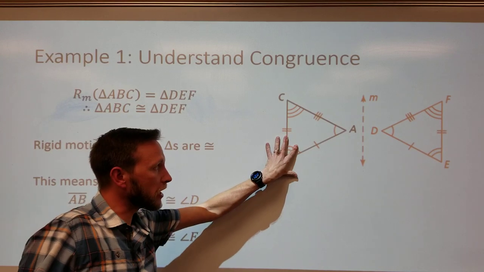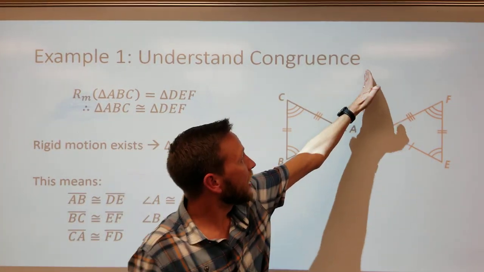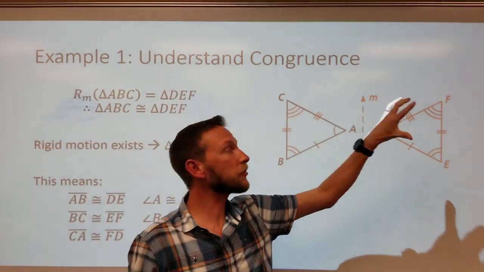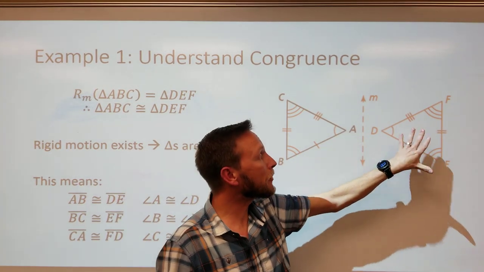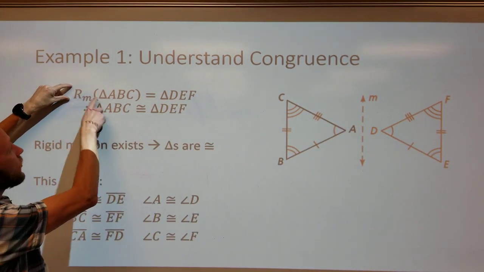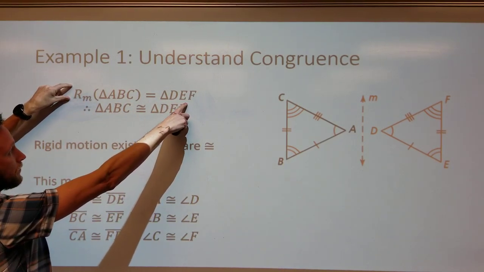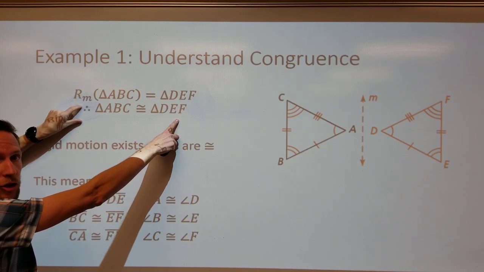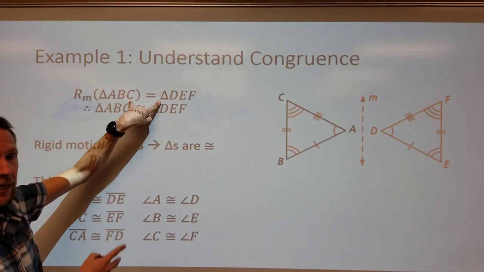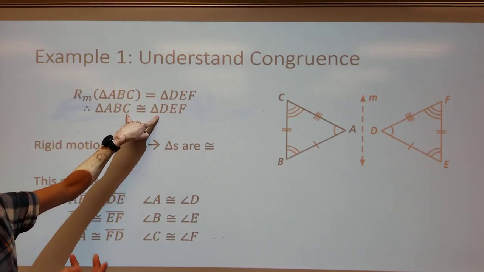So here is a situation where we're trying to understand what congruence means. Here I have triangle ABC. Here we have triangle DEF. And we can notice that this is simply a reflection, that triangle ABC is reflected over line M, and it maps perfectly to triangle DEF. Because this can be written as a reflection statement, these triangles are congruent to each other. This is called the congruence statement, all right? This is our reflection rule or our congruence transformation. This is our congruence statement.